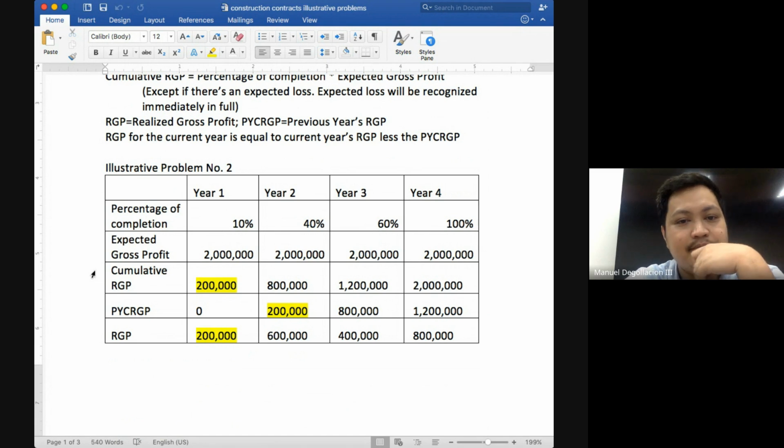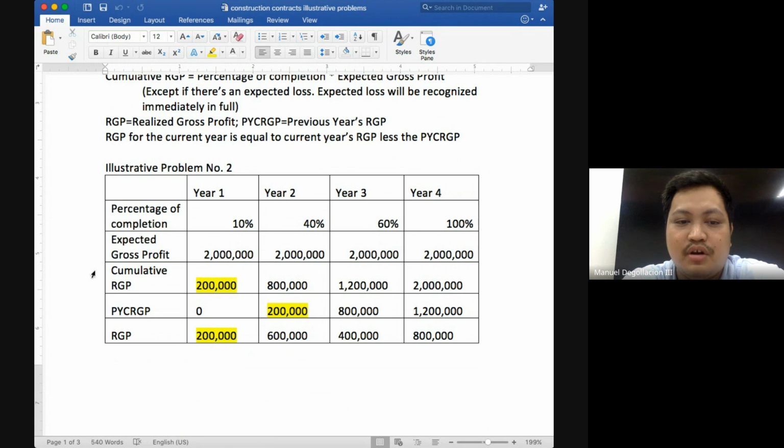Okay, year 3. Percentage of completion is now at 60%. What is the other thing we need? We need the expected gross profit. 60% times 2 million will give you 1,200,000. And again, that is not yet the RGP for the year. That is the cumulative RGP as of this point. So by the end of the third year, we have already earned 1,200,000 out of the total 2 million. But how much will we be reporting for the current year?